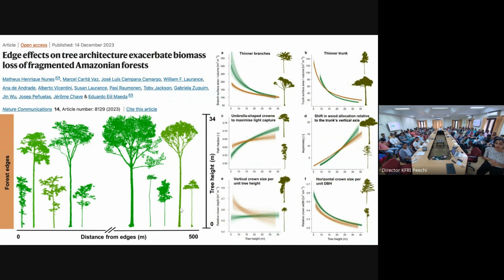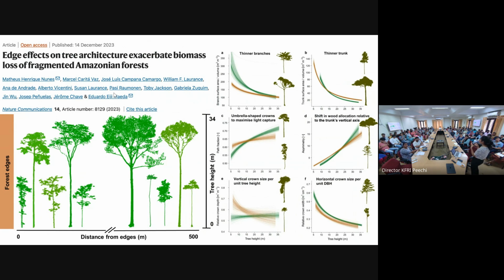Another interesting aspect is to see how climate change and anthropogenic disturbances are affecting our forest structure. This study collected TLS data from the edges to the interior of the forest. All of these edges are basically forest fragments, right? They have been cut for agriculture or for other reasons. And they showed that the edge trees have a very different architecture to the trees in the interior, so much so that it resulted in massive carbon losses.